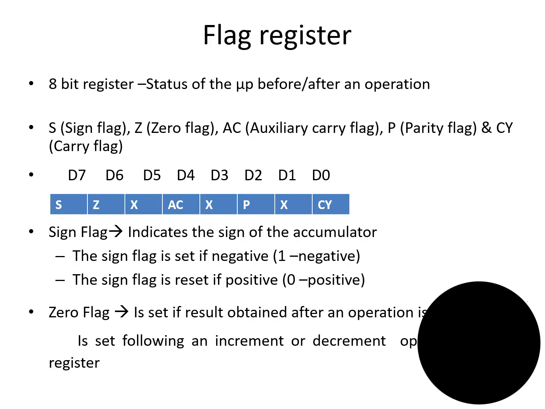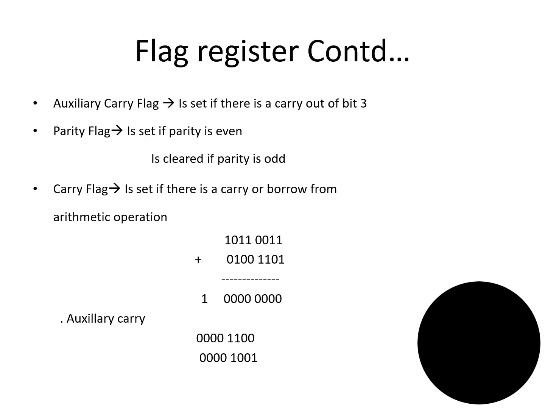And next, the parity flag. The parity flag is nothing but this: if there is an even number of ones in your result, then your parity flag will be set. Otherwise your parity flag will be 0.